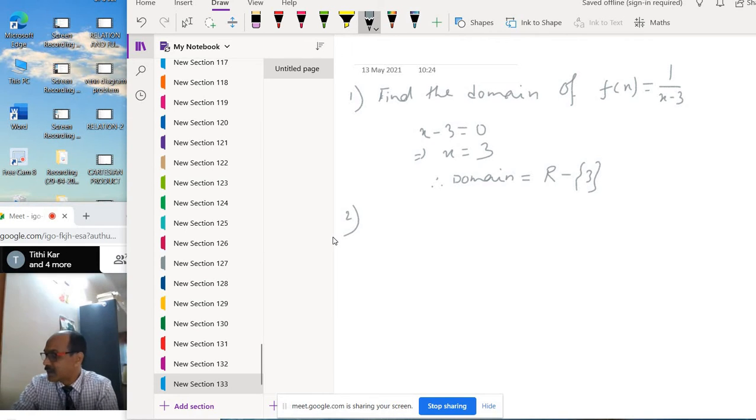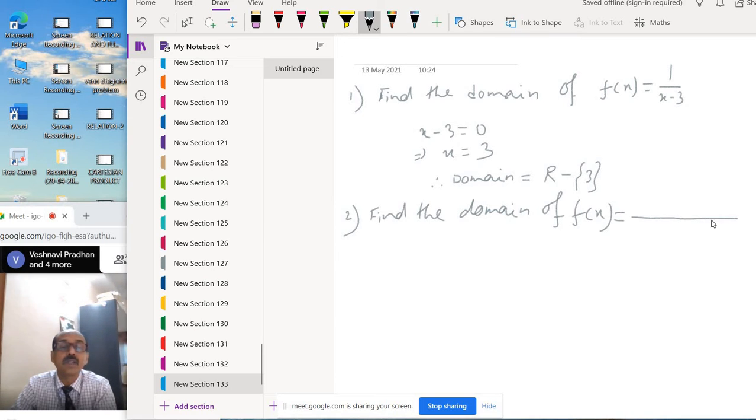Number 2. Find the domain of f(x) equal to (x square plus 2x plus 1), that is the numerator, and the denominator is x square minus 8x plus 12. So same type of question.